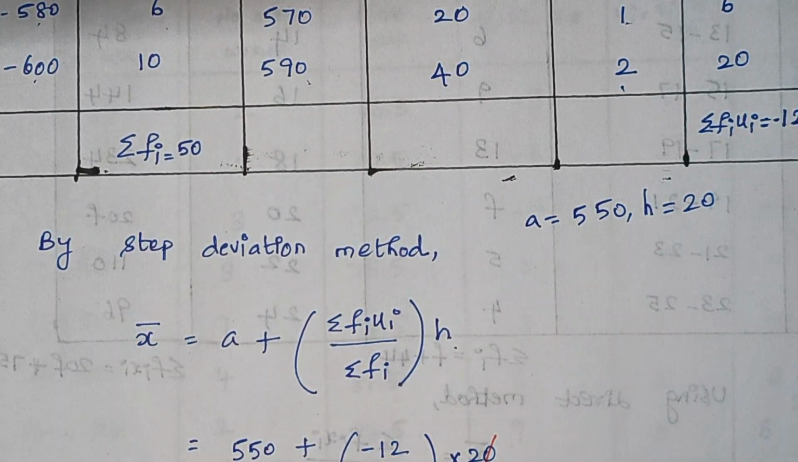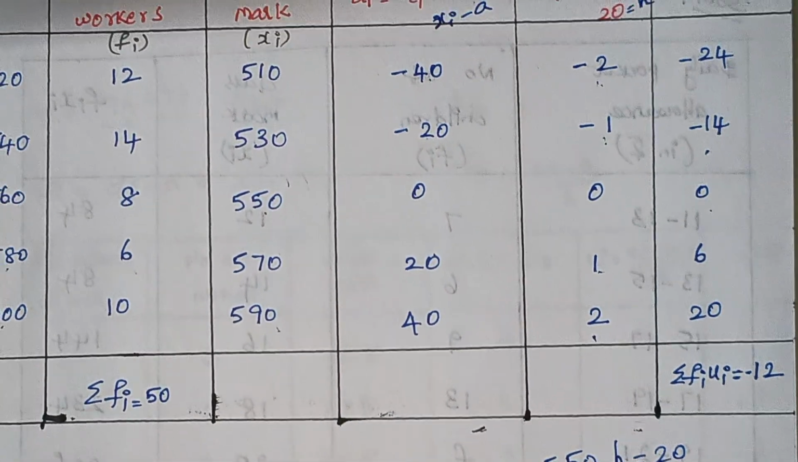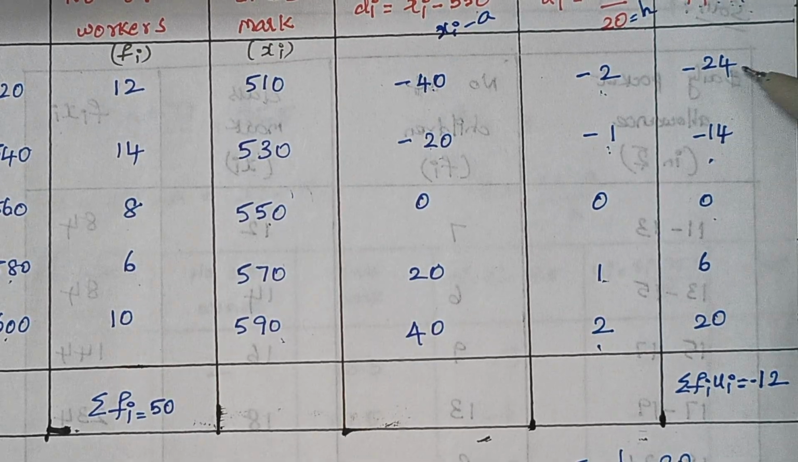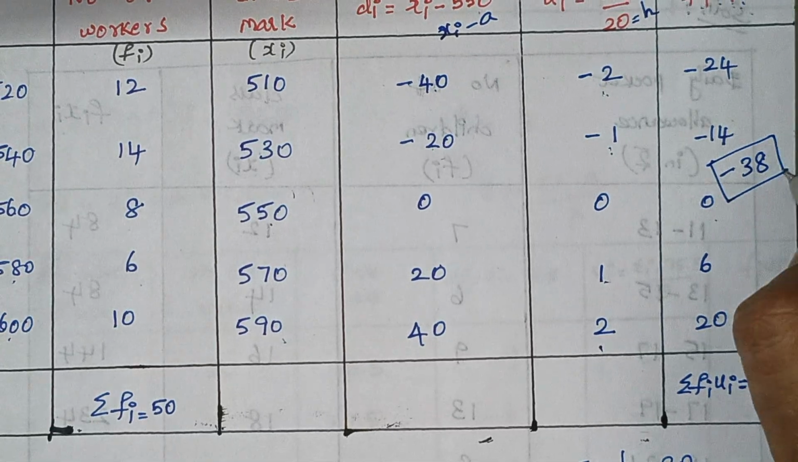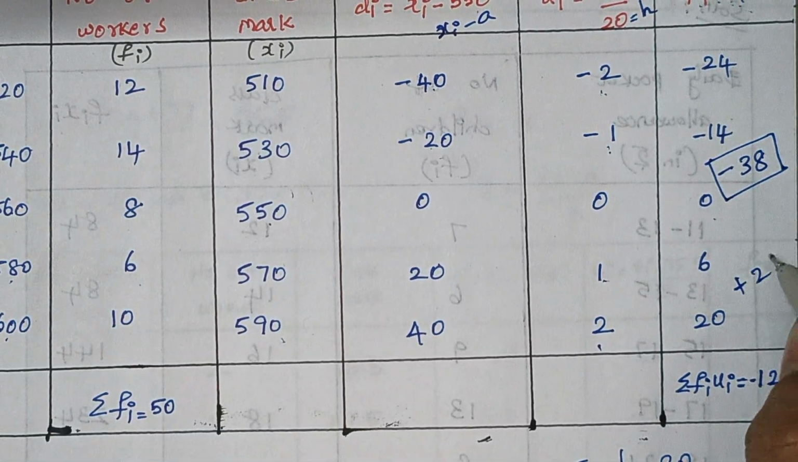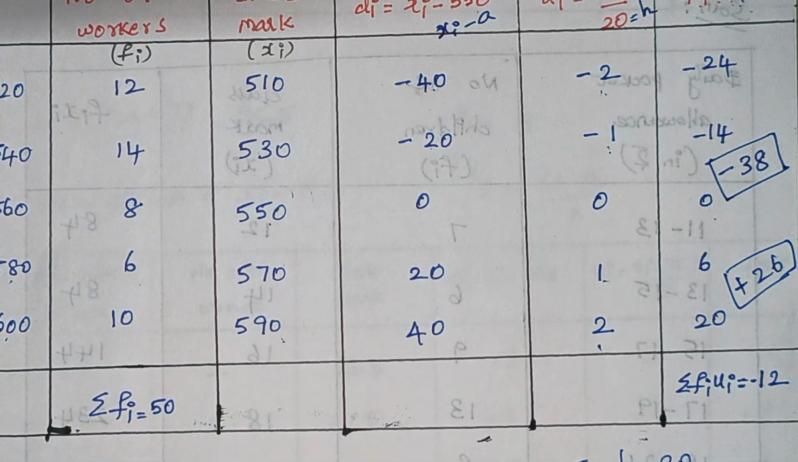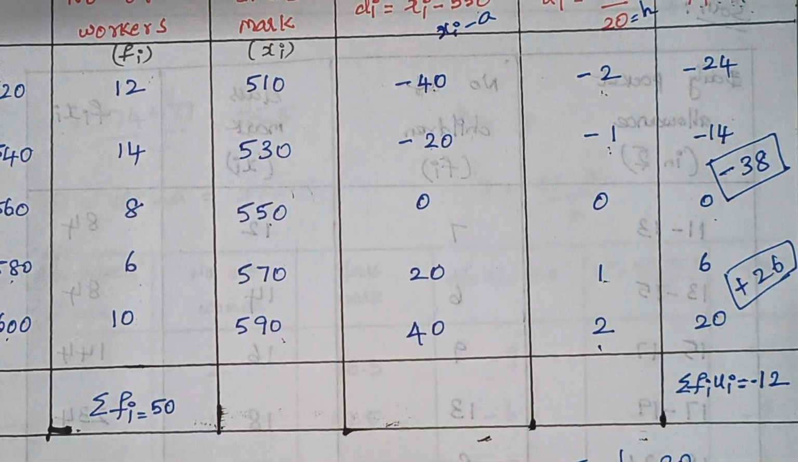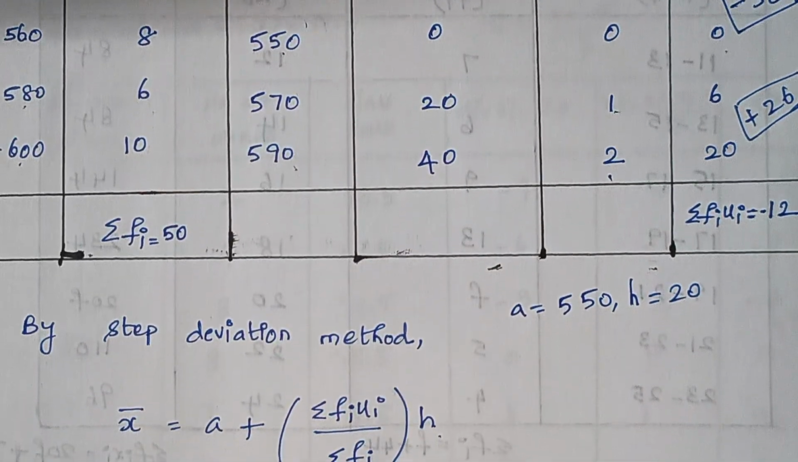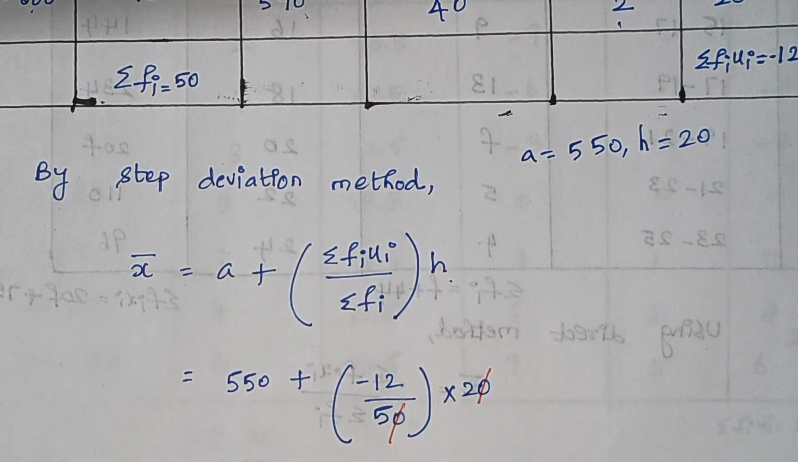Again you have to add. I believe you people know how to do this, right? So first you have to add these two elements with the minus. So here it is minus 38, right? And here it is plus 26. So minus 38 plus 26, when you subtract, you get the answer as 12. And here 38 is a bigger number. So the sign of 38 is minus. So here you have to write minus. So here in this part, you have to simply add. So it is minus 12 by 50 into 20.